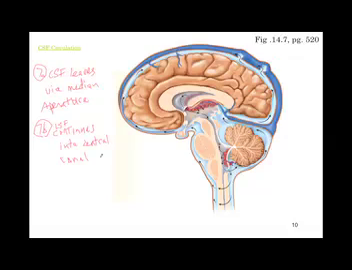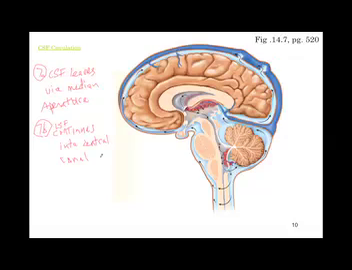So 9 then would be that cerebrospinal fluid is then absorbed or forced through the arachnoid granulations into the superior sagittal sinus. One more time. The cerebrospinal fluid is then absorbed or forced through those arachnoid granulations into the superior sagittal sinus.